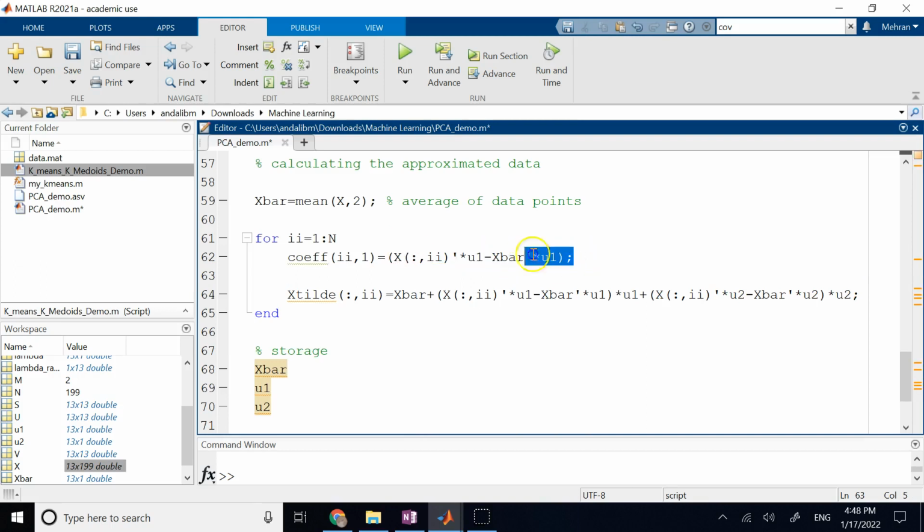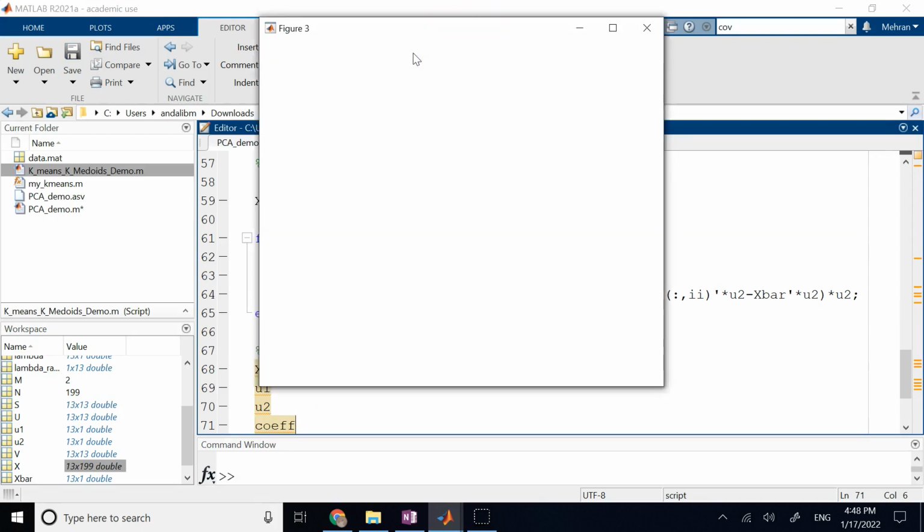And then coefficient number 2 is going to be this one. So here we go. Then I also need to store what? The coefficient. And that's it. So let me go ahead and run it.